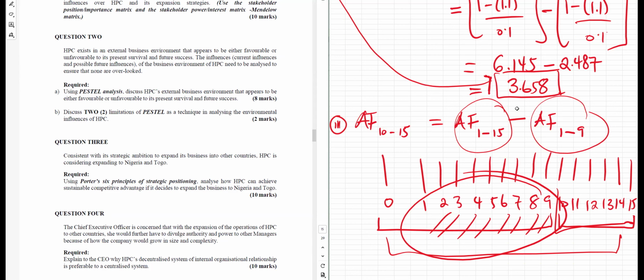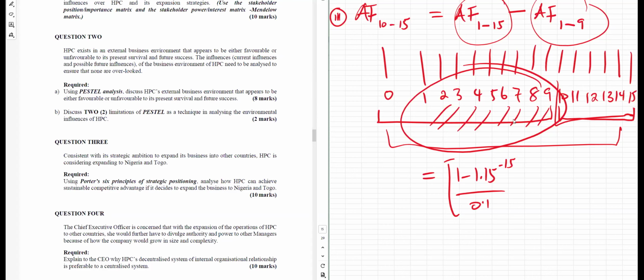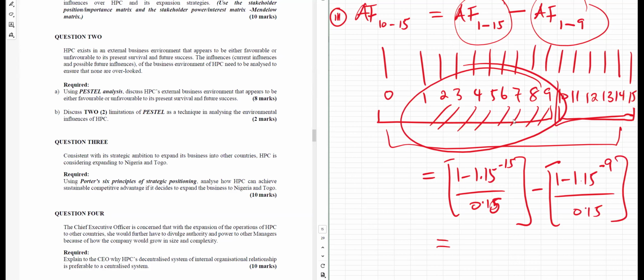This is here, no confusion, right? So in that case, we need the 15-year annuity at 10%. That is 1 minus 1.1 raised to the power minus 15 over 0.1, which gives 7.606. Then the 9-year one is 1 minus 1.1 raised to the power minus 9 all over 0.1.